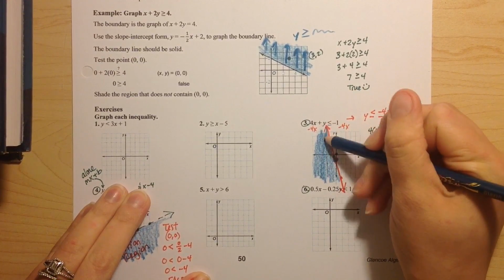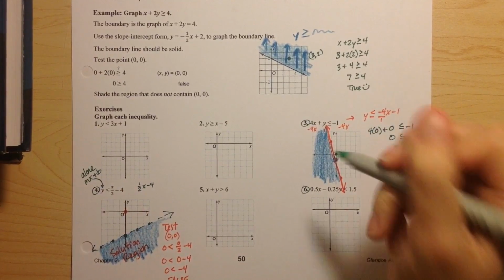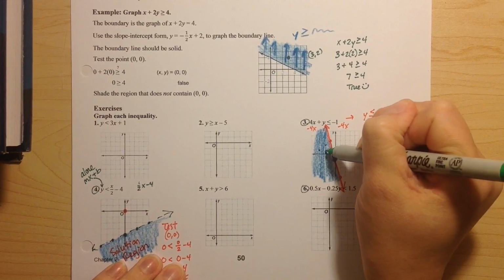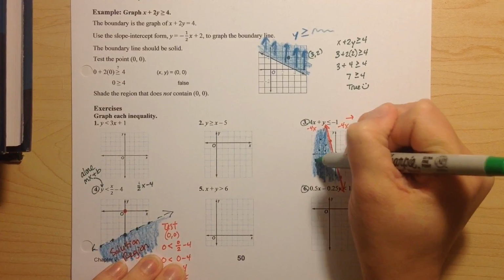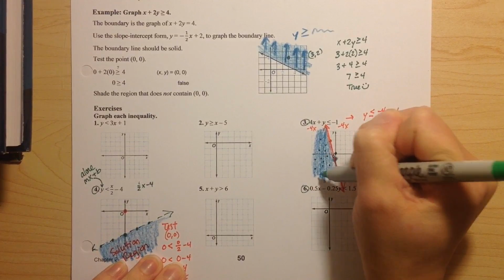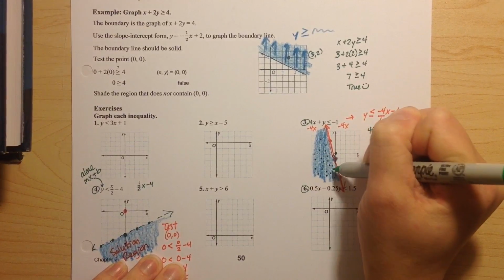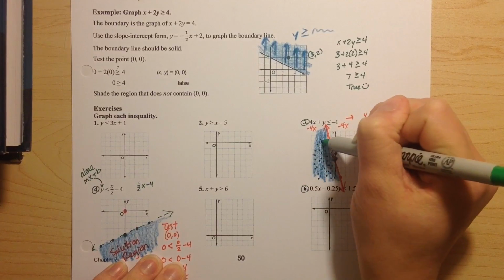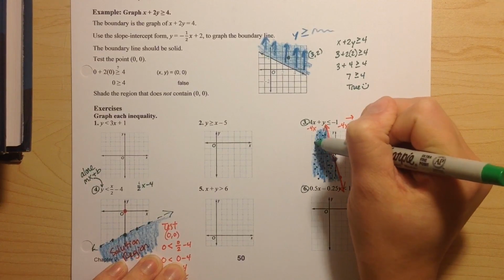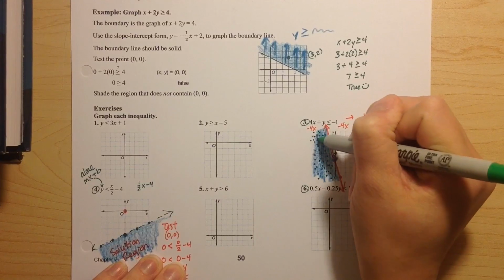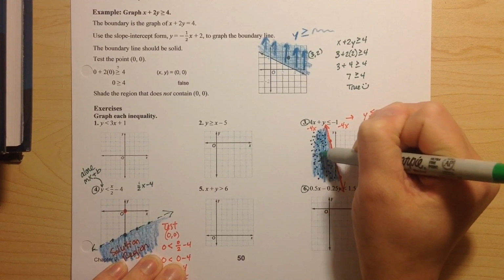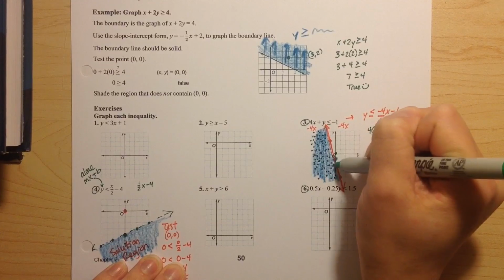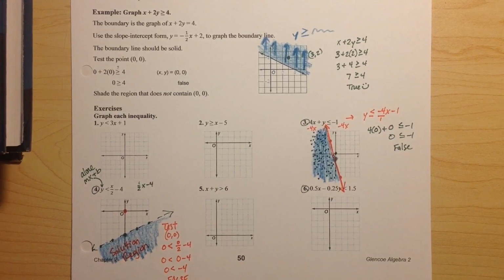So me shading is essentially me saying that's an answer, and that's an answer, and that point there, and that point there. All of these points are valid solutions to my inequality. But I could sit here forever and dot all these points because there's an infinite number of points in this region. So as opposed to me just sitting here and dotting all of them, we just shade. It accounts for all of the points that way.